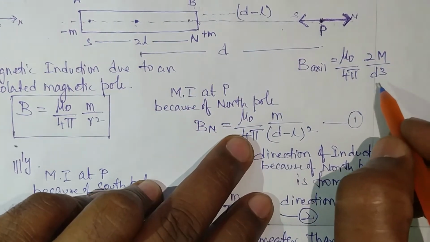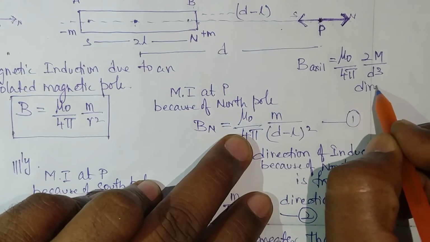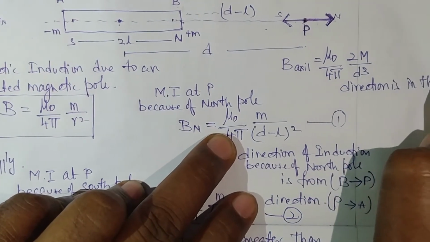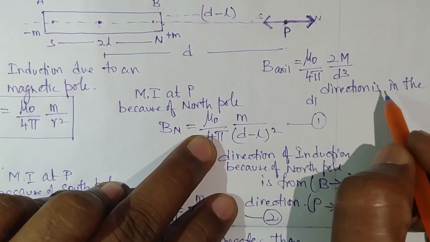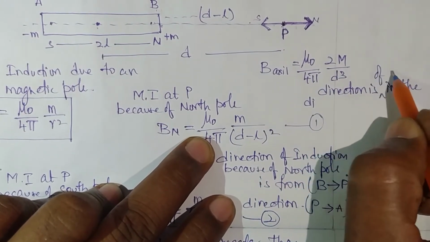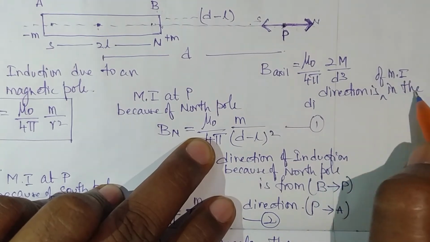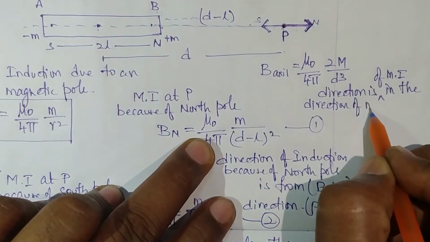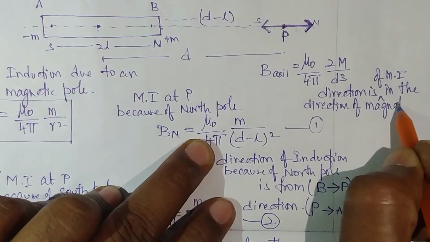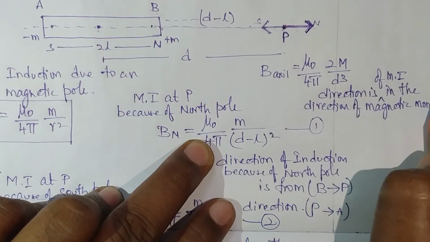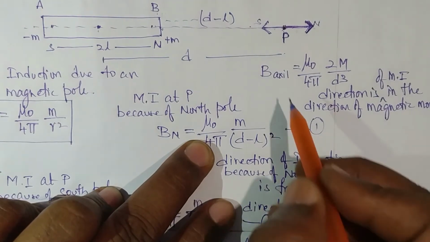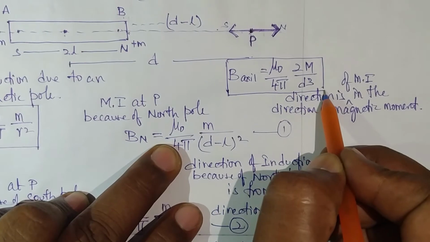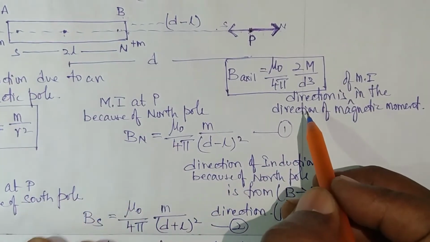So the direction of magnetic induction is in the direction of magnetic moment. Direction of magnetic moment, this is more important. So this is the formula to calculate the magnetic induction at a point on the axial line.